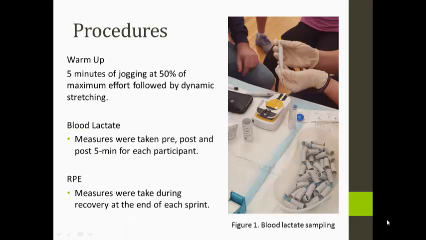The participants then completed a controlled warm-up, including 5 minutes of jogging at 50% of their maximum effort, followed by a set amount of dynamic stretching. Prior to testing, blood lactate measures were taken, as can be seen in Figure 1. This was repeated at the end of the protocol and 5 minutes after. The rate of perceived exertion was also taken at the beginning, as well as after each sprint, using the Borg scale.